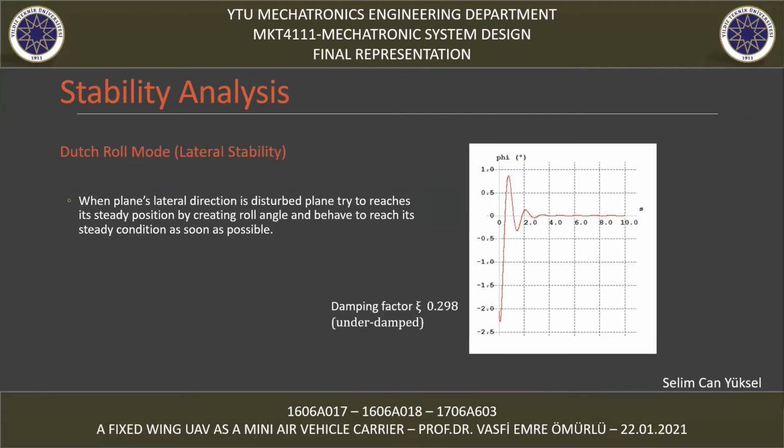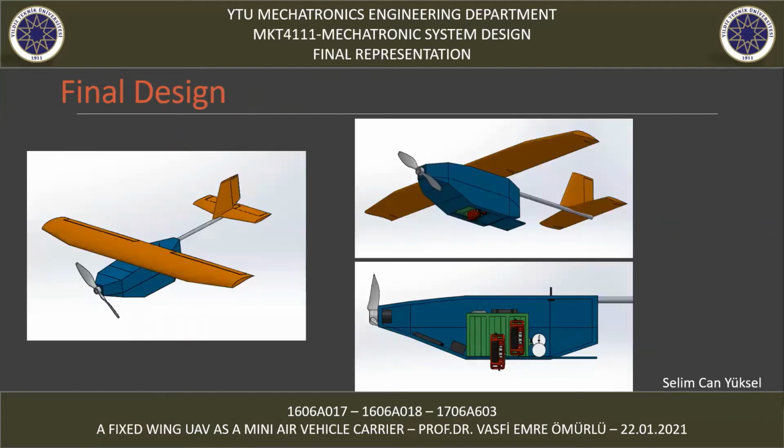When the plane's lateral direction is disturbed, the plane tries to reach its steady position by creating a roll angle and behaves to reach its steady condition as soon as possible. Finally, the final design of the plane is drawn with components.